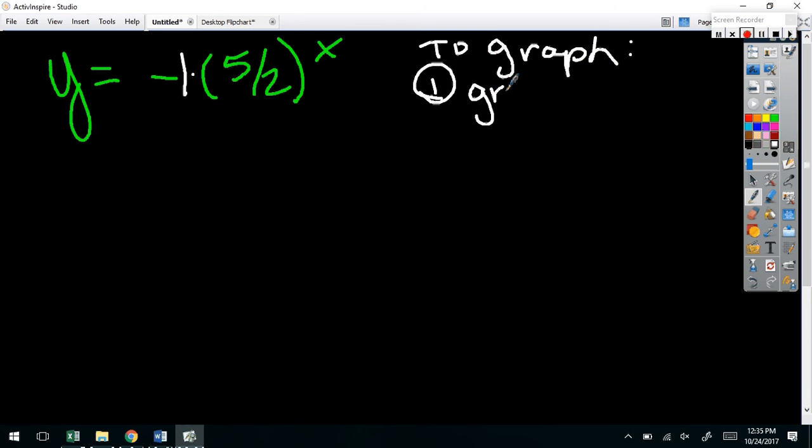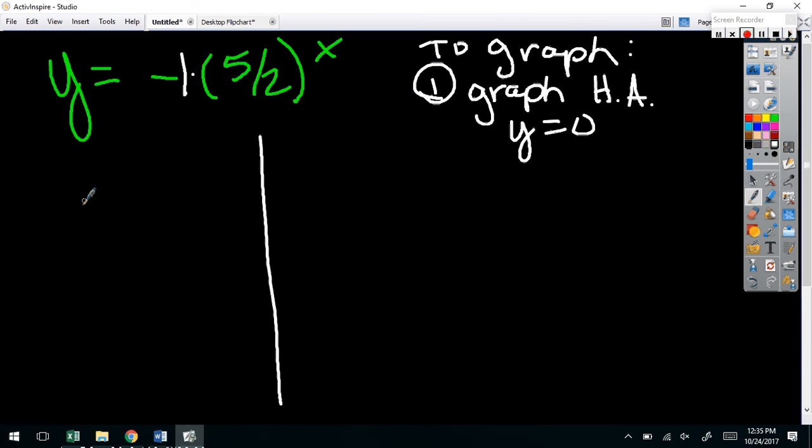First thing I want to do is graph the asymptote. I'm going to put HA. Everybody knows what that means? Yeah. What is the horizontal asymptote here? Y equals 0. So it's actually on the axis. And we said it's below, so I'm going to come up here like this. All right. Dotted line for my asymptote.